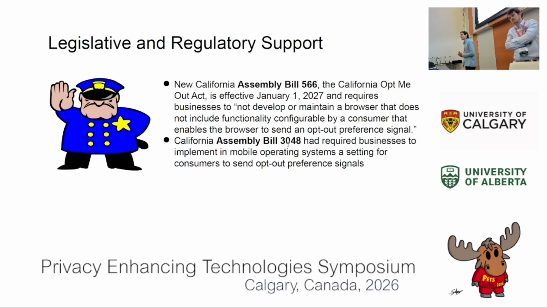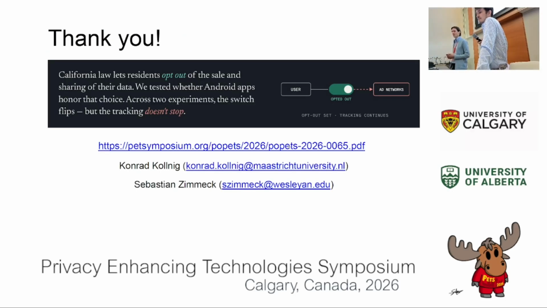What is required under California law is that all browsers starting January 2027 need to have a GPC setting. Interestingly, there was originally also a provision that required Android, iOS and other mobile operating systems to have such a setting, but that was taken out. And so we're left with the browsers.